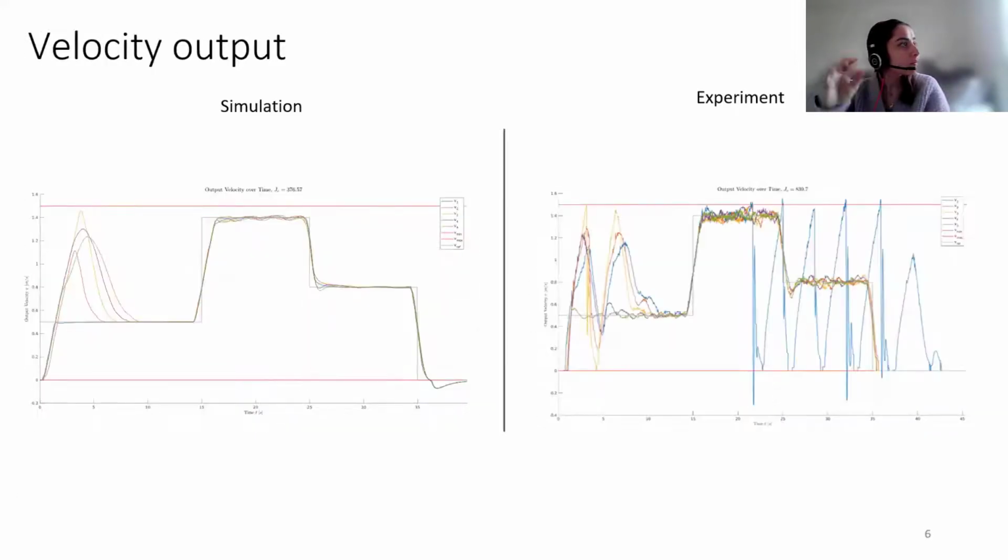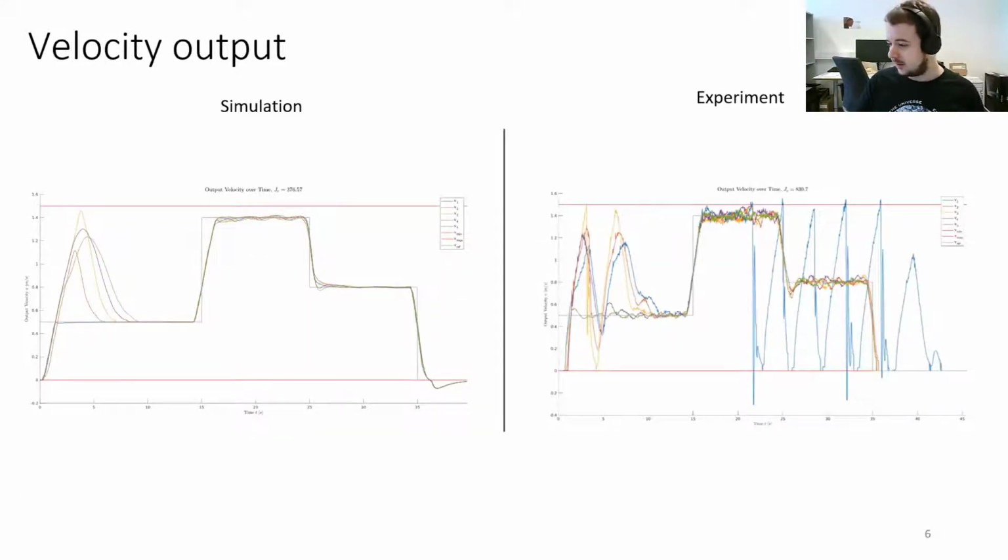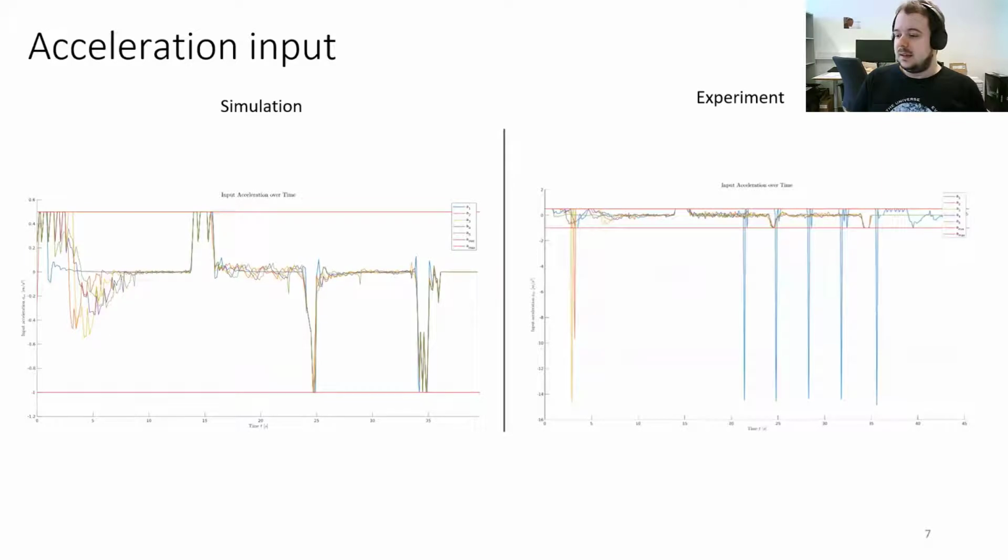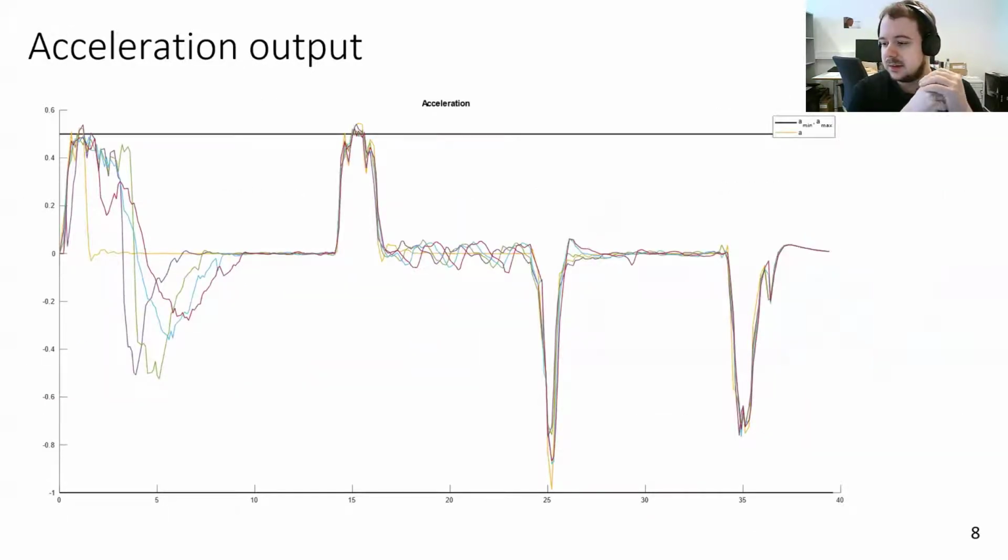Here we have the output velocity, and it looks quite similar to the input. Once again, we have these negative spikes. And the acceleration, once again, the same issue. Here we also have the acceleration of the actual output velocity. We only calculated it for the simulation because it's not in the platooning script. We did this ourselves.